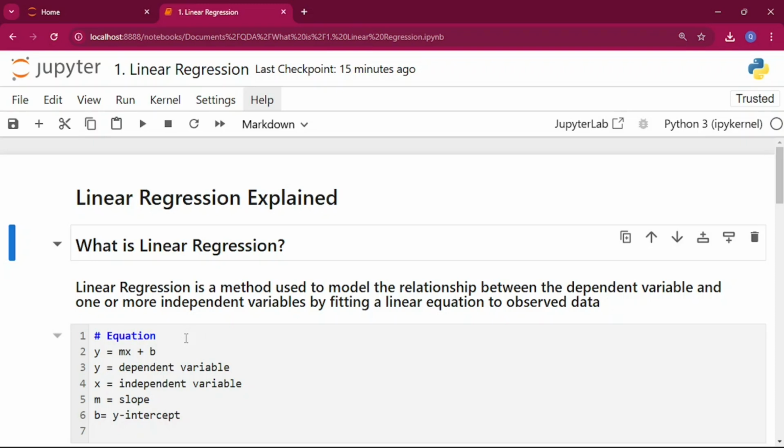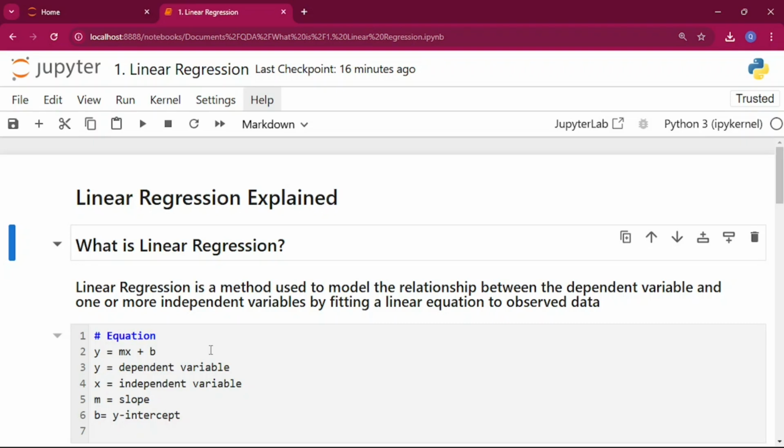Linear regression aims to find the best fitting straight line through a set of data points. This line is represented by the equation y = mx + b. So let's divide and see what each component of this equation is. Here y is the dependent variable, x is the independent variable, m is the slope of the line, and b is the y-intercept. This equation shows the relationship between the input x and the output y.